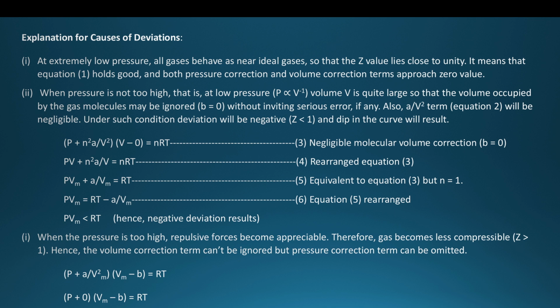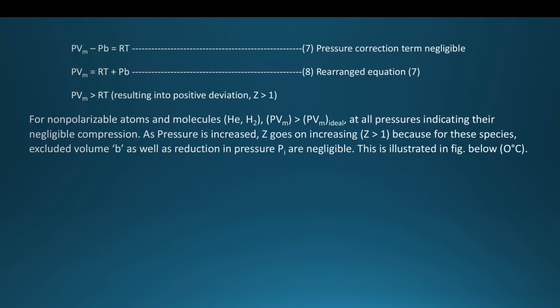molecules come very close, repulsive forces become appreciable, therefore the gas becomes less compressible, meaning Z is more than 1. Hence the volume correction term cannot be ignored, but the pressure correction term can be omitted. Again, the equations have been modified accordingly, and finally we find PV molar more than RT, resulting in positive deviation, that is Z greater than 1.